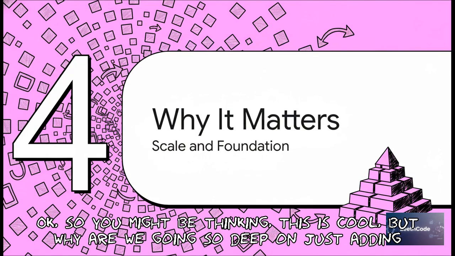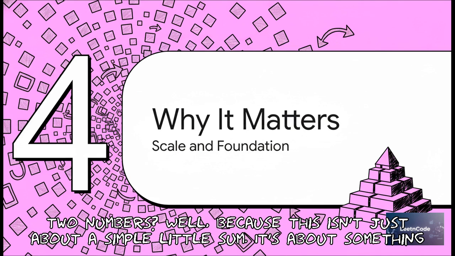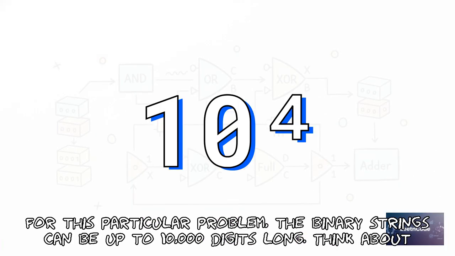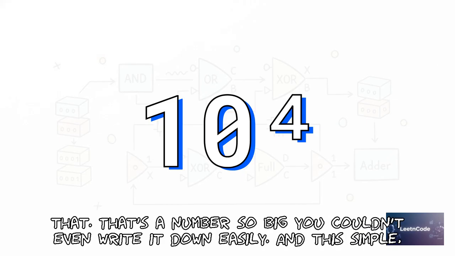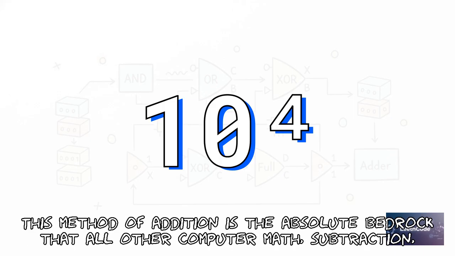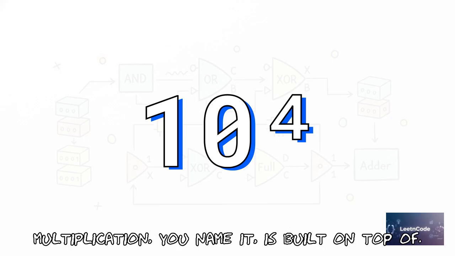Okay, so you might be thinking, this is cool, but why are we going so deep on just adding two numbers? Well, because this isn't just about a simple little sum. It's about something much, much bigger. For this particular problem, the binary strings can be up to 10,000 digits long. Think about that. That's a number so big you couldn't even write it down easily. And this simple grade school algorithm we've been talking about can handle it, no problem. It scales beautifully. This method of addition is the absolute bedrock that all other computer math, subtraction, multiplication, you name it, is built on top of.